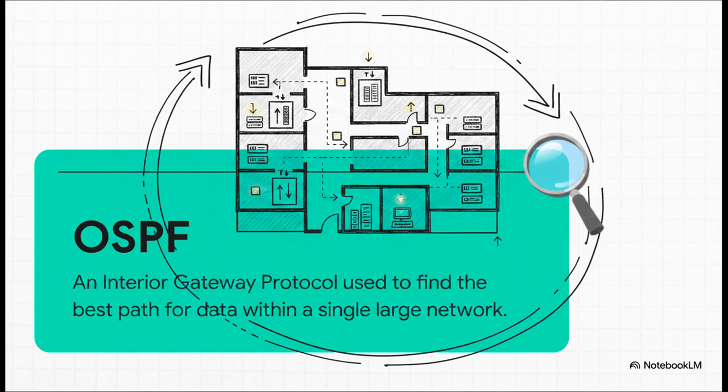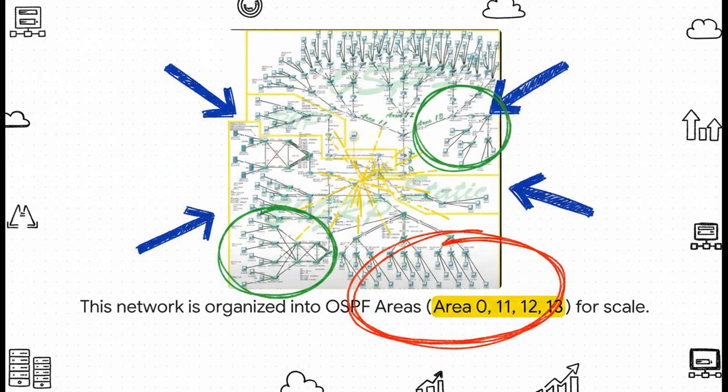You can think of OSPF as the building's super smart elevator and hallway system. It just automatically figures out the fastest, most efficient way for data to get from any point A to any point B inside our entire organization. And this diagram just shows it perfectly in practice.